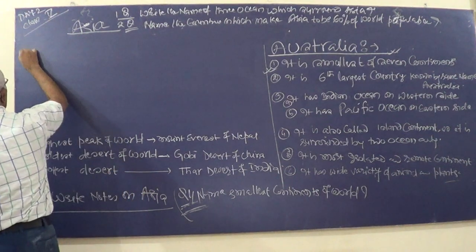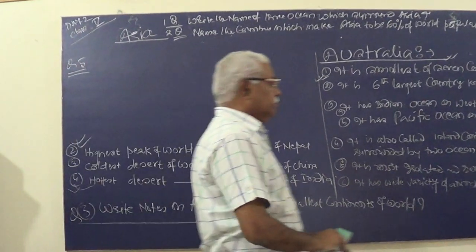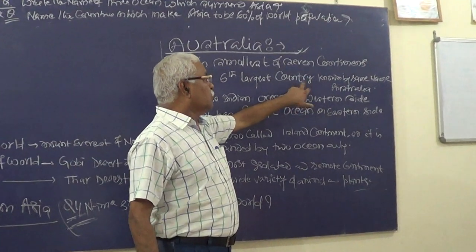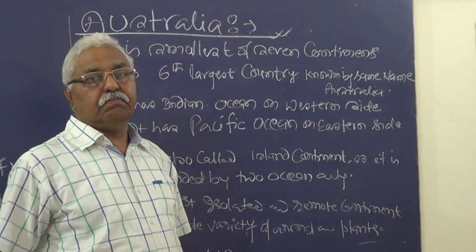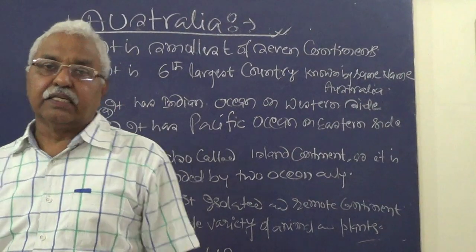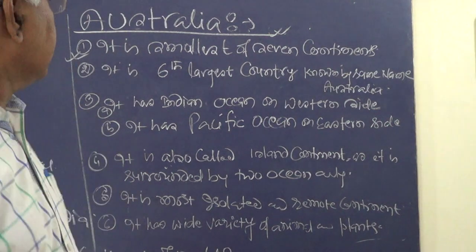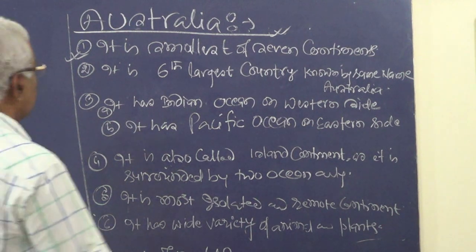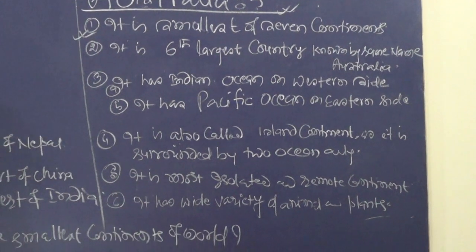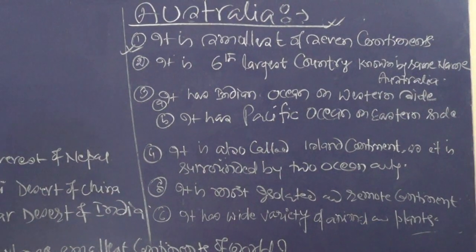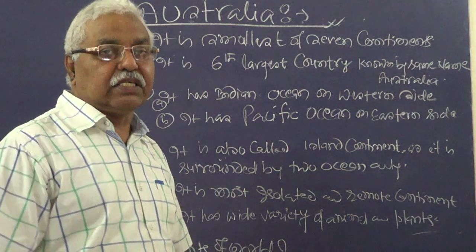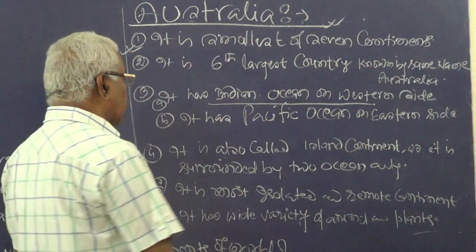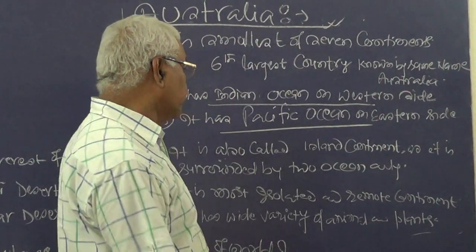फोर्थ फिफ्थ नंबर क्वेश्चन, क्वेश्चन नंबर फाइव, इसका आंसर आपको करना हो इजी. ऑस्ट्रेलिया इज द सिक्स्थ लार्जेस्ट कंट्री नोन बाय सेम नेम. ये कंट्री भी है और कंटिनेंट दोनों का नाम सेम है. एंड व्हाट आर द ओशियन इट हैज सराउंड्स? इट हैज इंडियन ओशियन ऑन द वेस्टर्न साइड एंड पैसिफिक ओशियन ऑन ईस्टर्न साइड. इट सराउंडेड बाय टू ओशियंस.